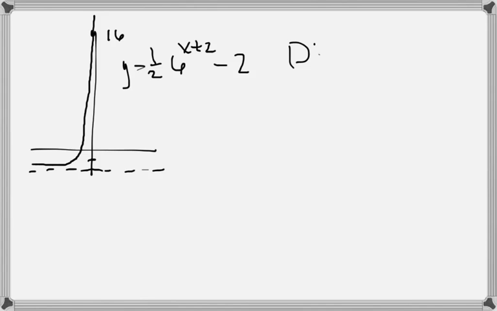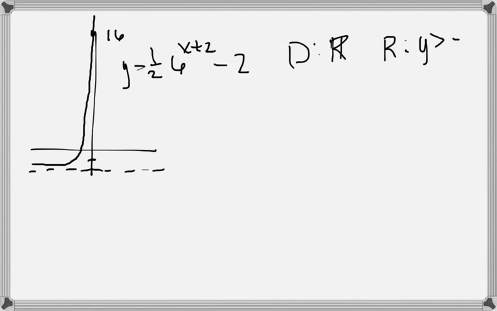Here's a more detailed picture on the board. Good. It's all reals, right? It goes left and right forever. What about the range? Y is greater than negative 2.